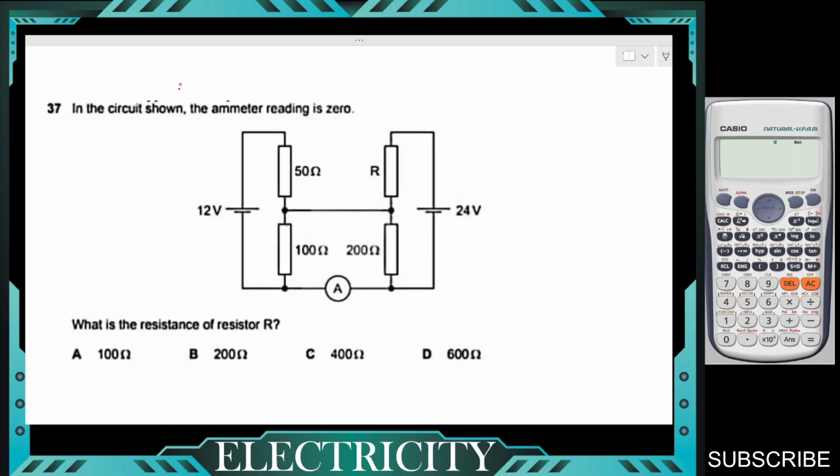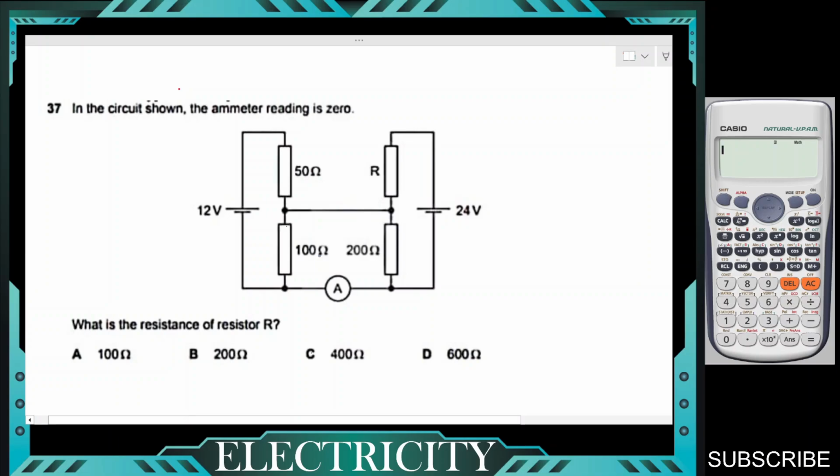And we need to find the resistance of the resistor R. So it could be 100 ohm, it could be 250 ohm, could be 300 ohm, could be 400 ohm, and this is what needs to be found out. What is the resistance of that resistor? That needs to be found out.